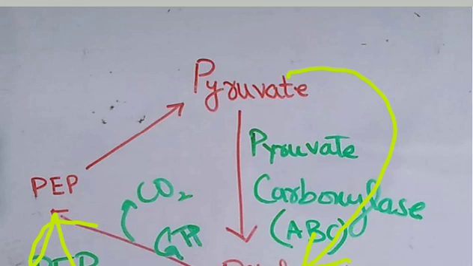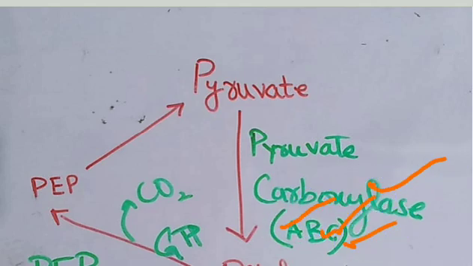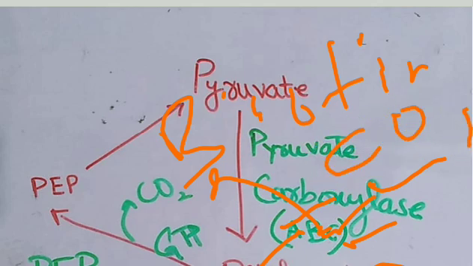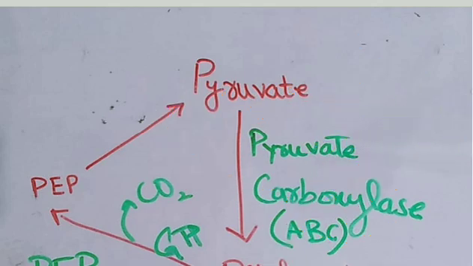For the conversion of pyruvate to oxaloacetate, pyruvate carboxylase enzyme is required, and one thing is very important here: whenever carboxylases are used, then we require A, B, C. What is ABC? A for ATP, B for biotin, and C for carbon dioxide. So whenever carboxylase enzymes are used, we require A, B, C, that is the ATP, biotin and carbon dioxide.